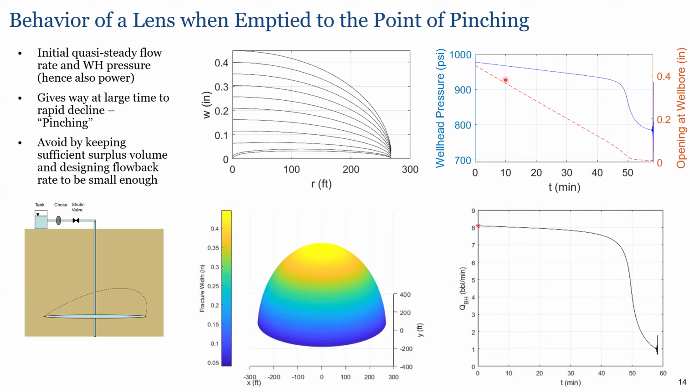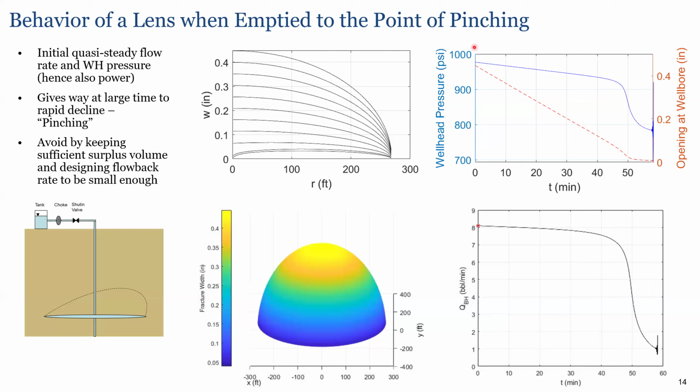The width at the wellbore is declining also steadily in a linear manner, but then it kind of falls off a cliff. And that was observed in the field and denoted by the engineers working on the time as pinching.